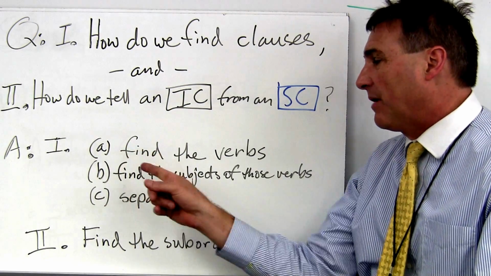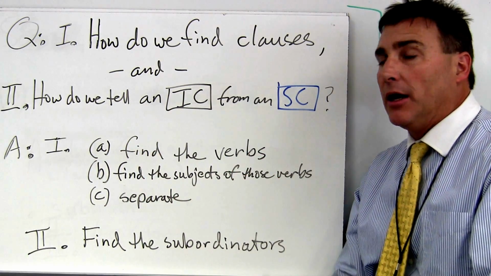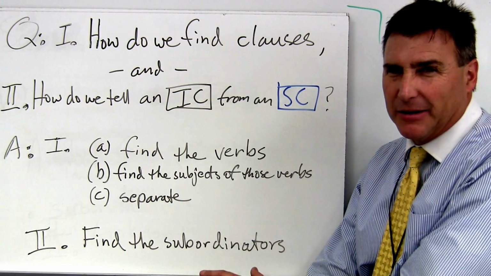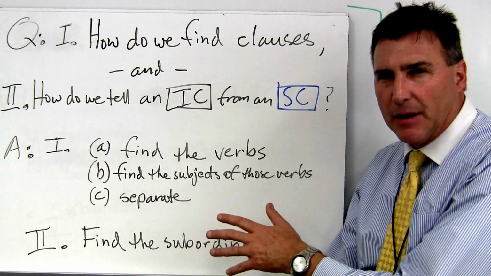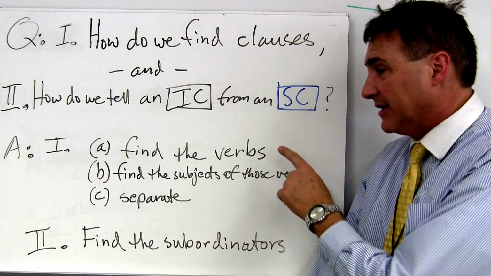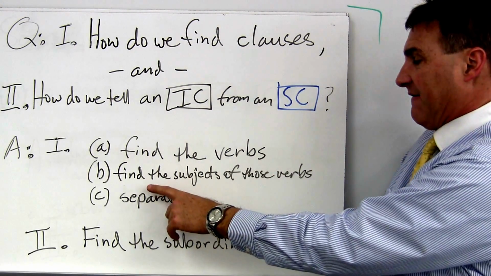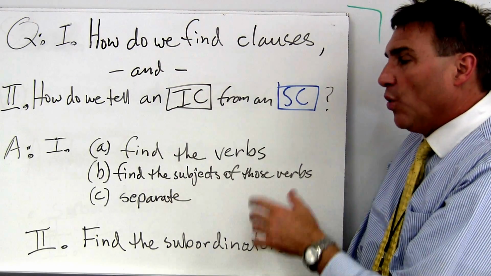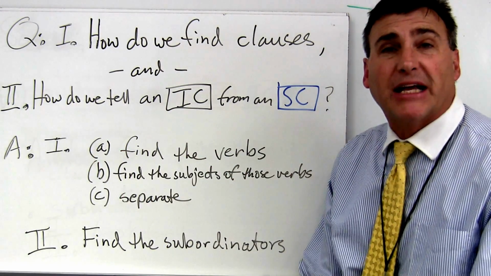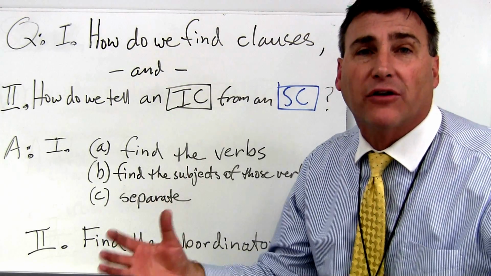I suggest we start by finding verbs. You can also look for subordinators. We'll talk about that in a minute. If we do those at the same time, that will help. But for finding clauses themselves, I think really the best thing to do is to look for verbs. Then find the subjects of those verbs. Once you've done that, you can find the clauses, because every clause, what? They've got to contain what? What did we say defines a clause?